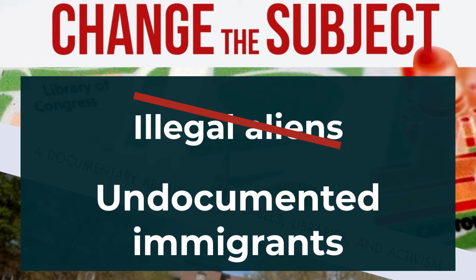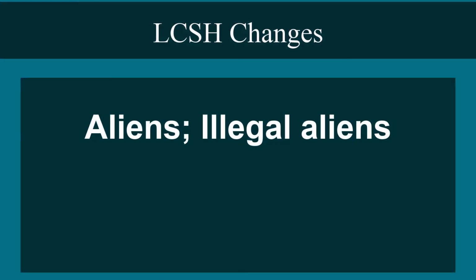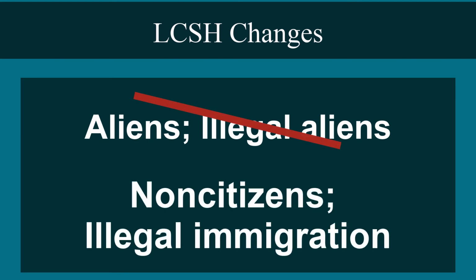The lobbying wasn't an immediate success, but in 2021, the Library of Congress finally decided to delete the subject headings Aliens and Illegal Aliens and replace the terms with new subject headings Non-Citizens and Illegal Immigration.